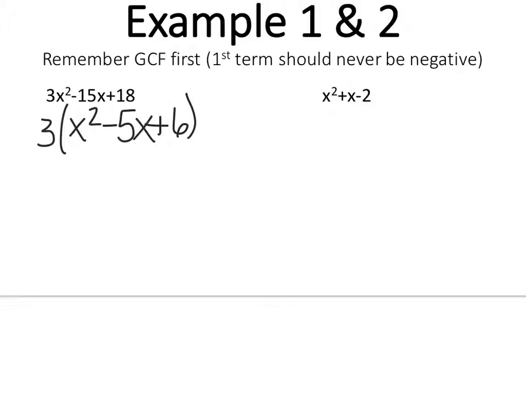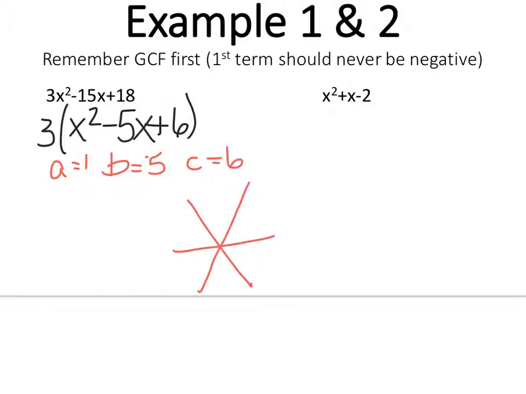Now once I take that GCF out, that changes my A, B, and C values. So A is now 1, B is negative 5, and C is 6. So this is where I'm going to take the star and fill in all of my information. So remember, A times C goes on top, so that's 1 times 6, which is just 6. B goes on the bottom, which is negative 5, and then A goes on the sides.